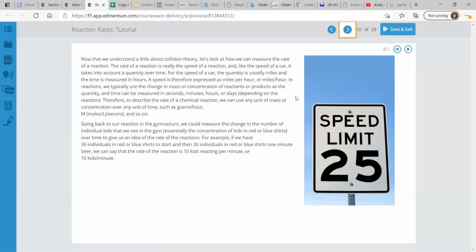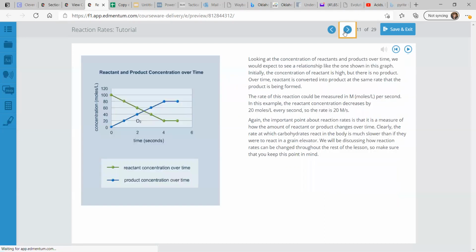To describe the rate of a chemical reaction, we're going to use any unit of mass or any concentration over any unit of time. So grams per hour can work, moles per liter per second can count, and so on. Looking at the concentration of reactants and products over time, we would expect to see a relationship like the one shown in this graph. Initially, the concentration of reactant is high, but there is no product. Over time, the reactant is converted into product at the same rate that the product is being formed.